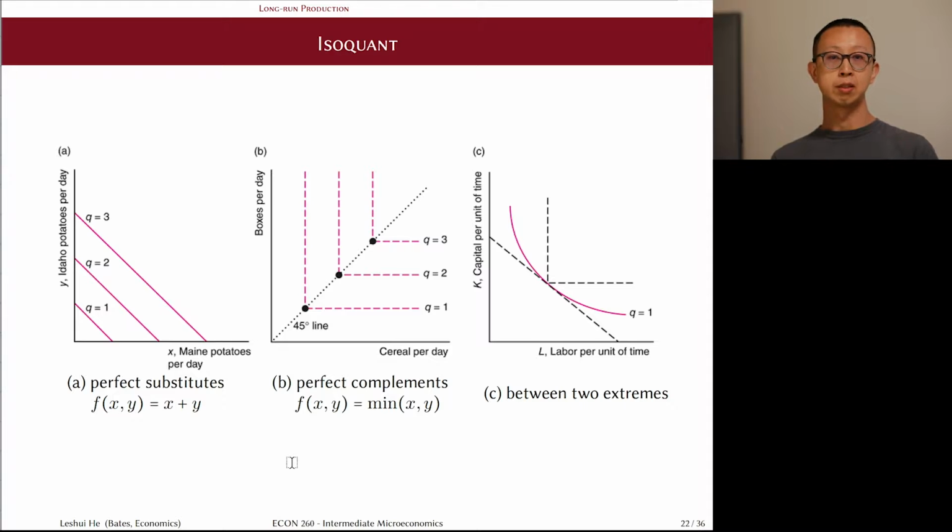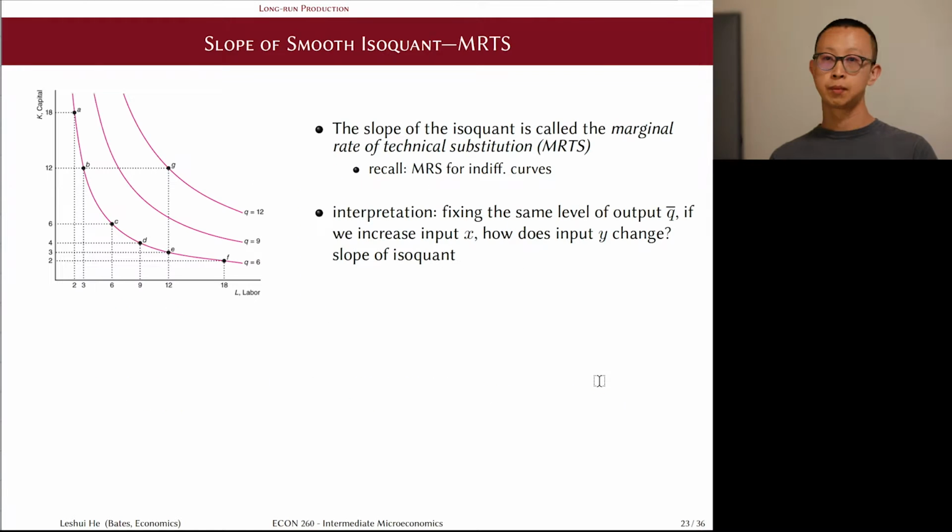Moreover, just like the indifference curves, we can also think about different types of isoquants in extreme cases. When the inputs are perfect substitutes, the isoquants will be perfectly straight. When the inputs are perfect complements, the isoquants will be angled at 90 degrees. And usually, most isoquants will behave somewhere in between these two extremes. So the two inputs can substitute each other, but not perfectly.